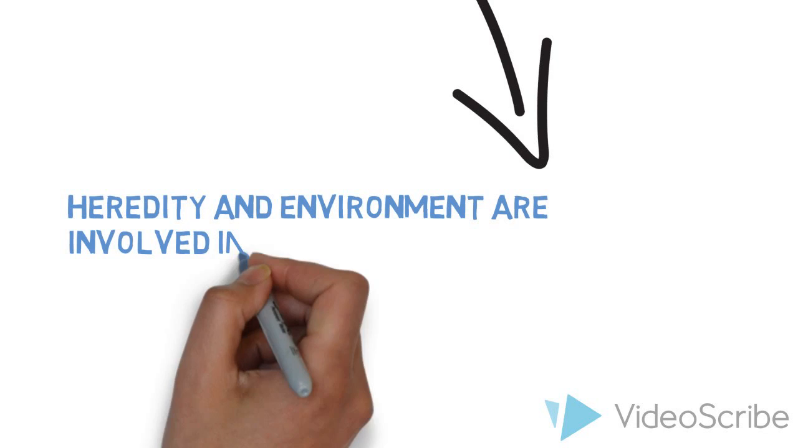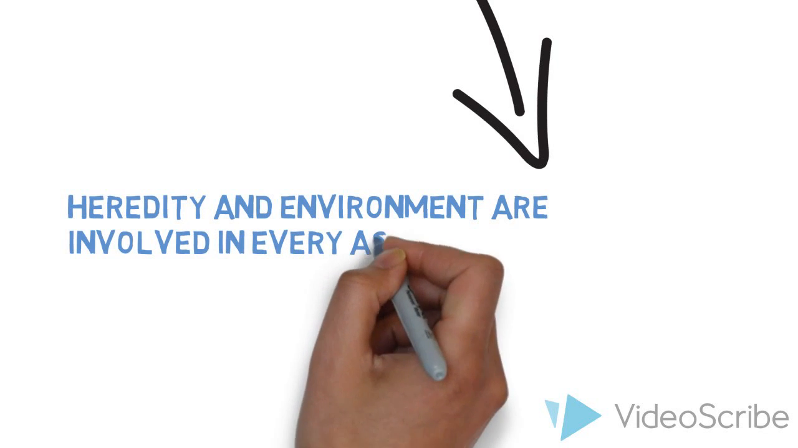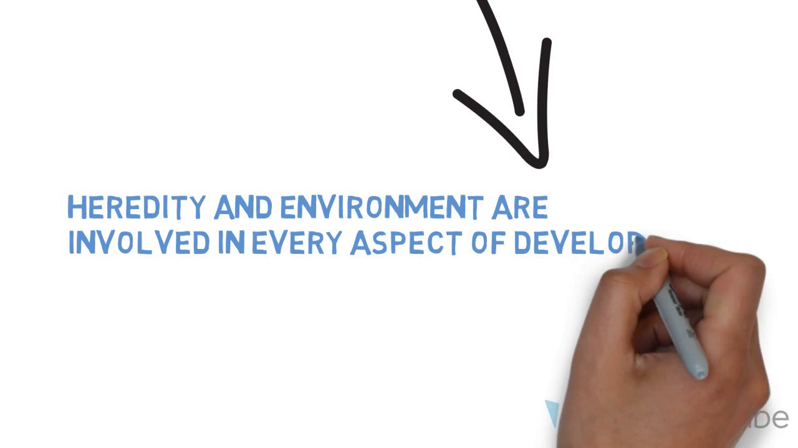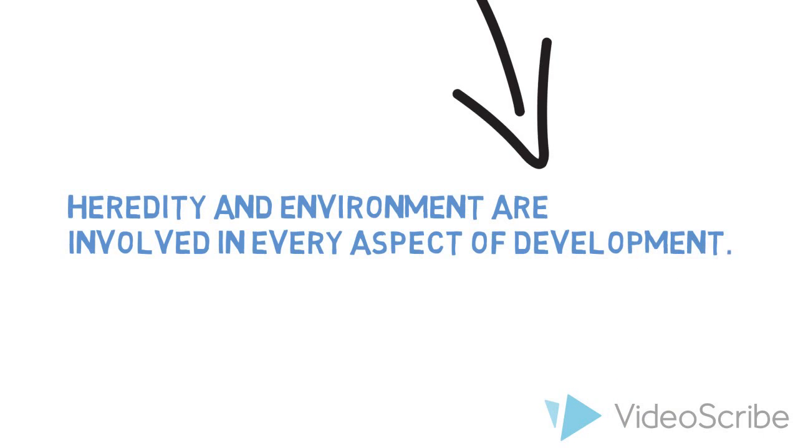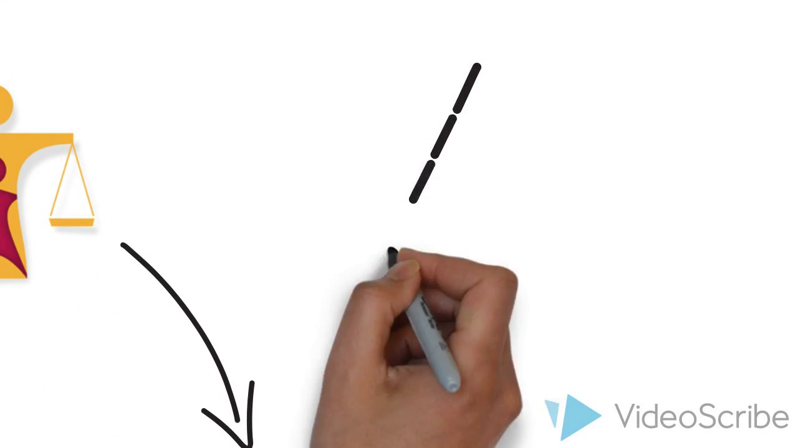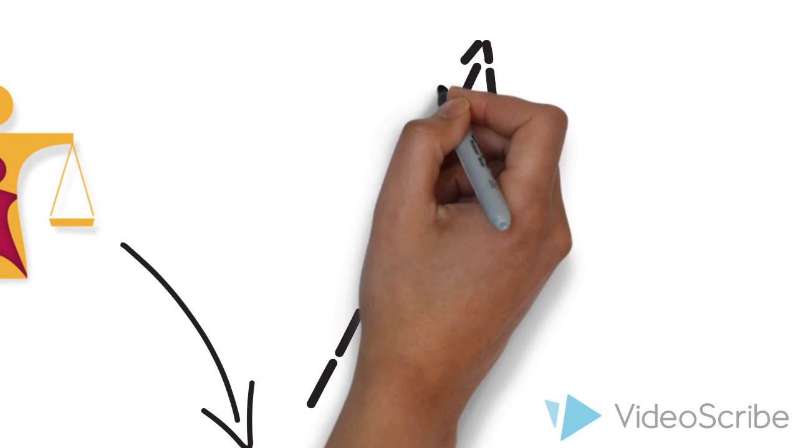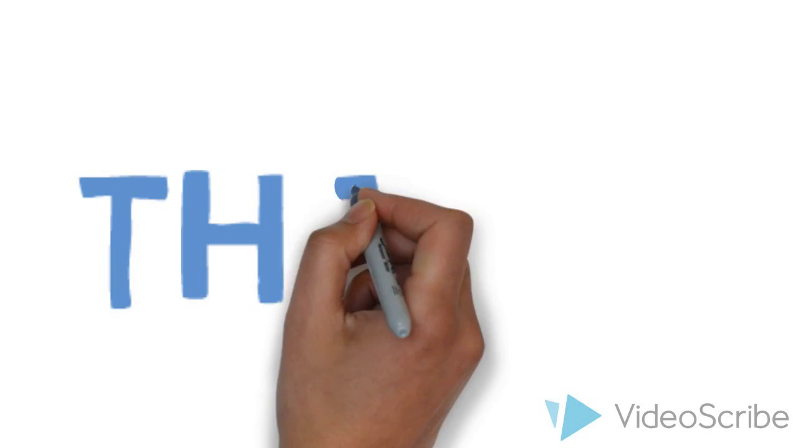Heredity and environment are involved in every aspect of development. Behavioral geneticists examine the contributions of nature and nurture to diversity in human traits and abilities. Epigenesis reminds us that development is best understood as a series of complex exchanges between heredity and all levels of the environment.